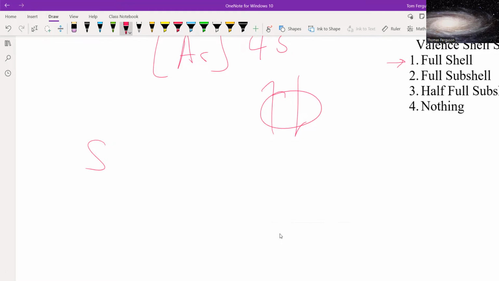No, the S can only hold 2. And you don't even have to memorize it, just count. Only 2 there. You have to know it's in this block though. Same with the P's: 1, 2, 3, 4, 5, 6. The D's are 1, 2, 3, 4, up to 10. Yeah, and shell 3, a big 3, and how far in?